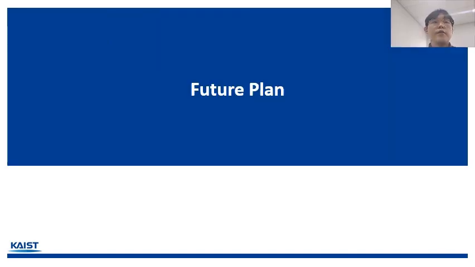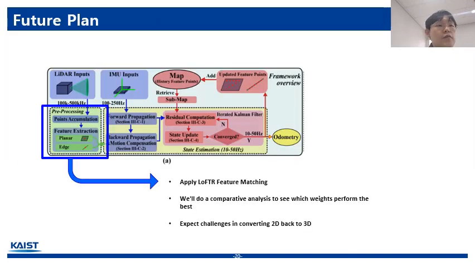Finally, the future plan section. We are currently planning to replace the feature extraction part of VestLeo with LoFTR features. In this process, we need to conduct a comparative experiment to see which way performs the best. We expect that the challenge will be to convert the image into a 3D image without distortion or blur. Our ultimate goal is to make the SLAM algorithm work well in low texture environments like bridges and tunnels.